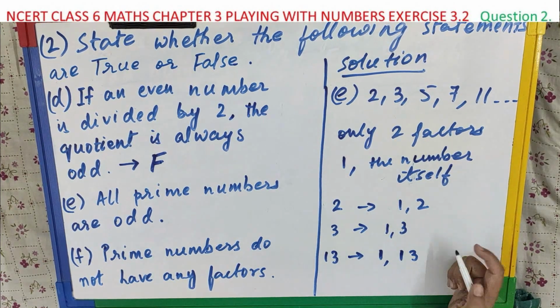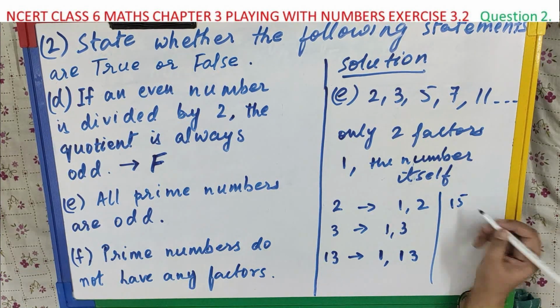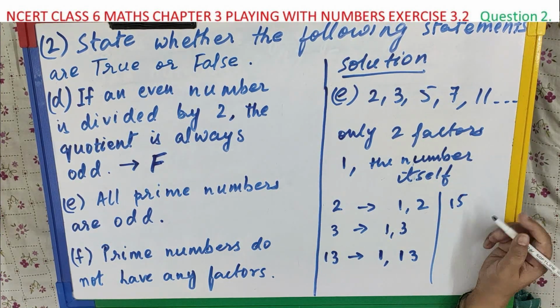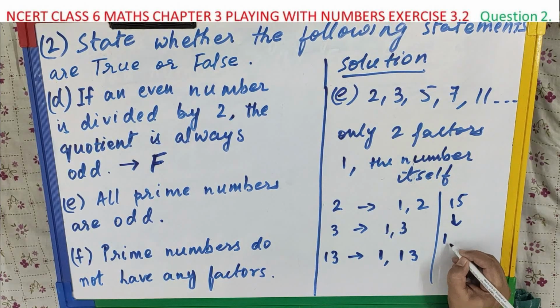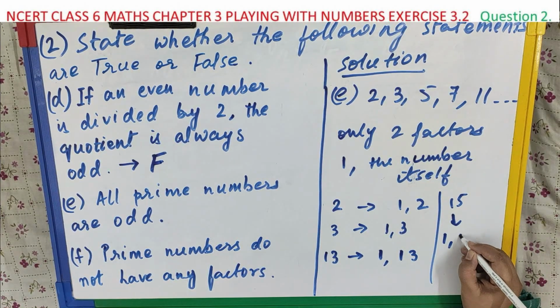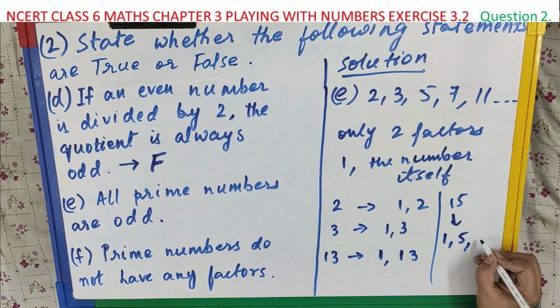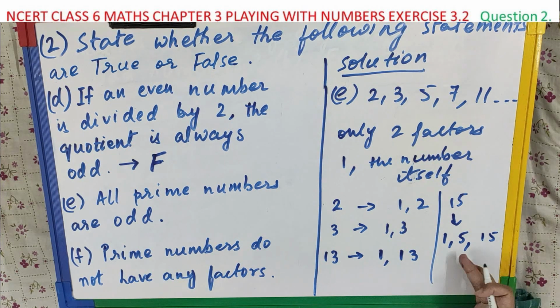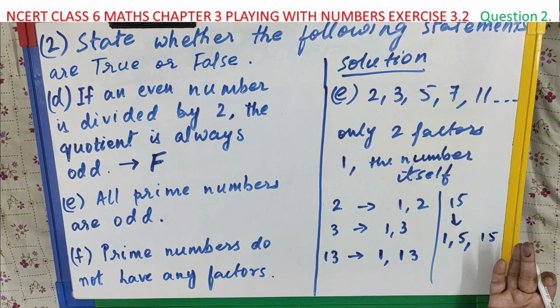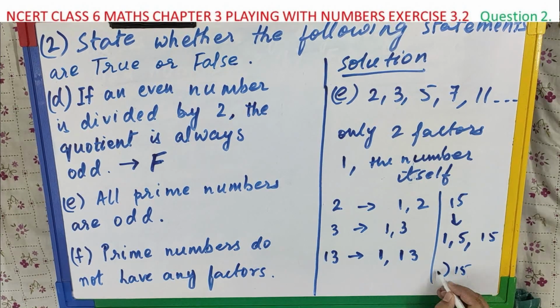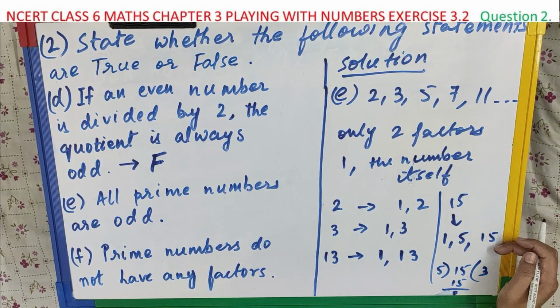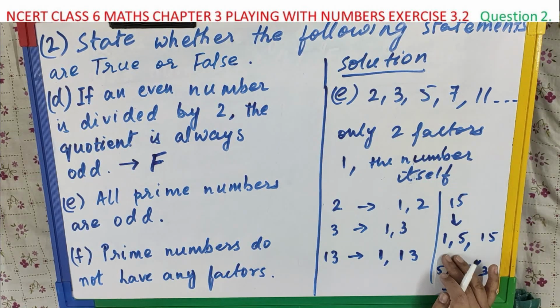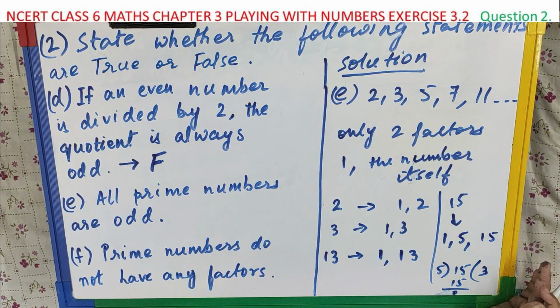But if a number is not a prime number, like 15, then 15 is not a prime number because it has more than 2 factors. It has the factors 1, 5, and the number itself. It is divisible by 1, and it is divisible by 5, because 5 3s are 15, completely divisible. So 15 has more than 2 factors: 1, 5 and 15.